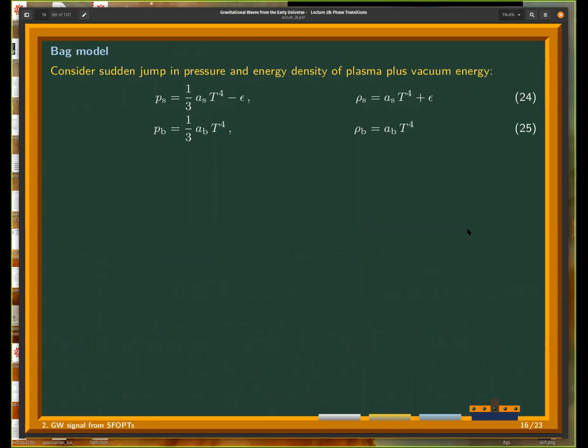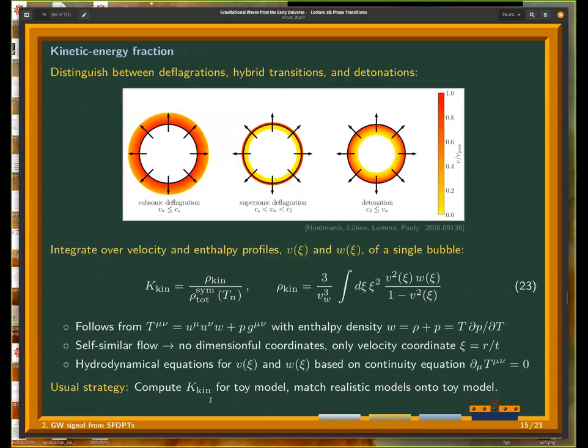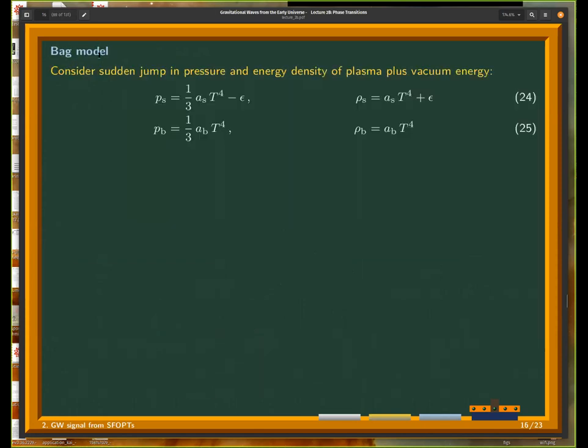Okay, so I just want to briefly describe how you can compute this kinetic energy fraction in a toy model. The toy model one typically uses is the so-called bag model. This considers a sudden jump in the pressure and energy of a thermal plasma and a cosmological constant, a vacuum energy. Suppose that before the phase transition, in the symmetric phase, I have a plasma component with this pressure and this energy density, and some energy stored in the vacuum that gives me a constant contribution epsilon to the energy density, and a negative contribution to the pressure, just because it's supposed to be a form of dark energy or cosmological constant.